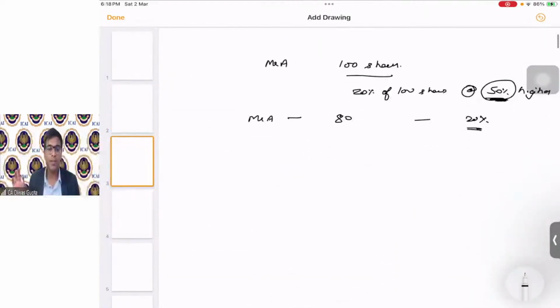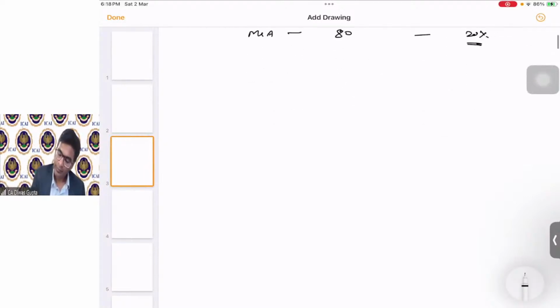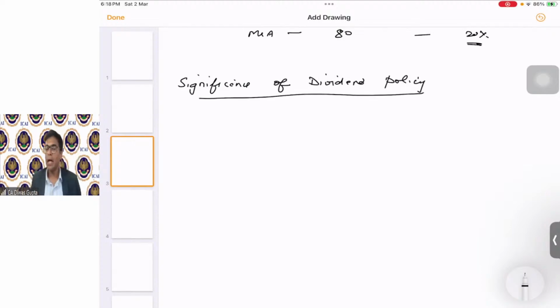Okay, students. I hope this is clear till now. Now, the next part is significance of dividend policy. I'm just going in the sequence. Some of these topics are given in the study material. We will first discuss the concepts and then we will do questions. The assignment is already uploaded, students. We will be doing questions on the basis of those assignments. Now, significance of dividend policy. First part is long-term financing decision.